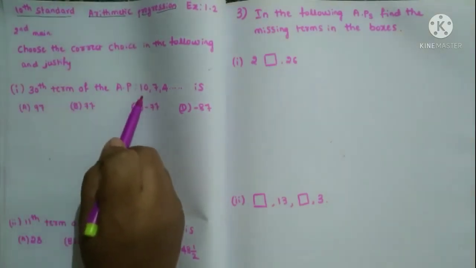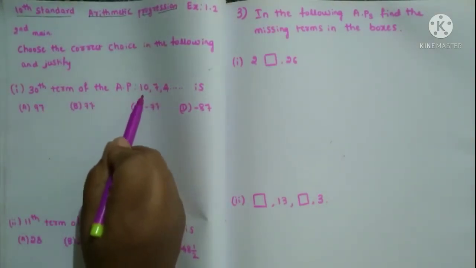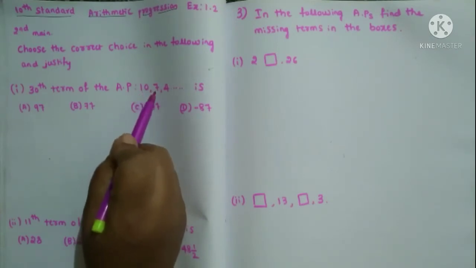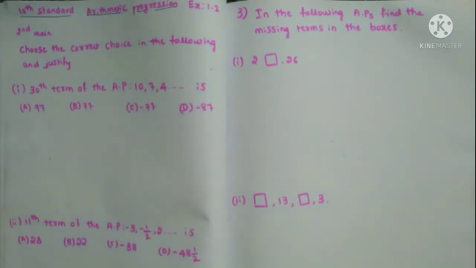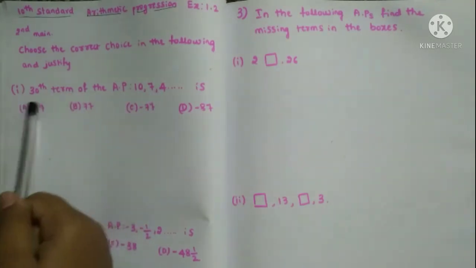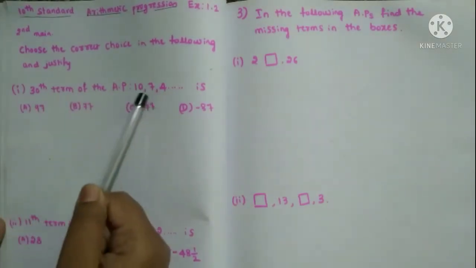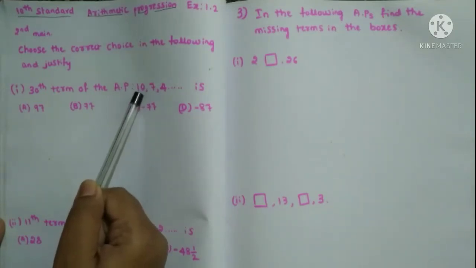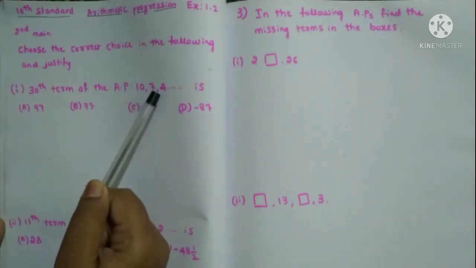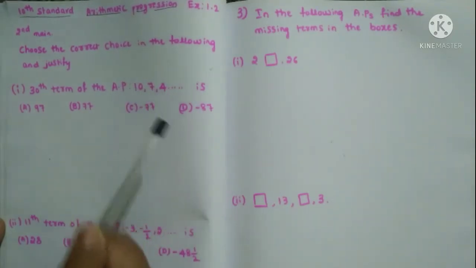30th term of the AP 10, 7, 4. Here this is the AP, this is the sequence 10, 7, 4, the AP they have given. 30th term: here how many terms they have given? This is the first term, 10 is A1, A2, A3, three terms they have given like that. What 30th number will come, we have to find it there. The 30th term of the AP we have to find here.